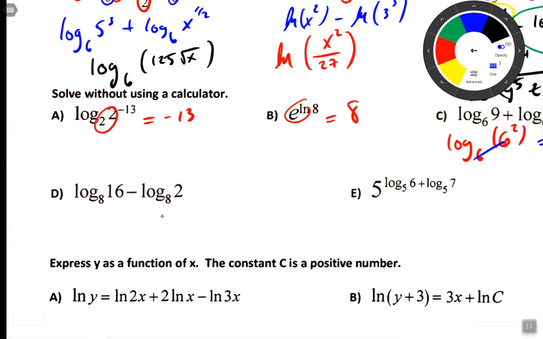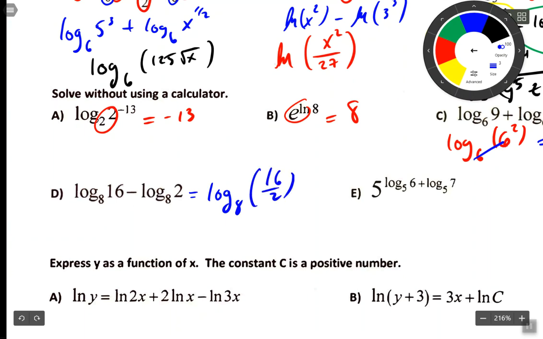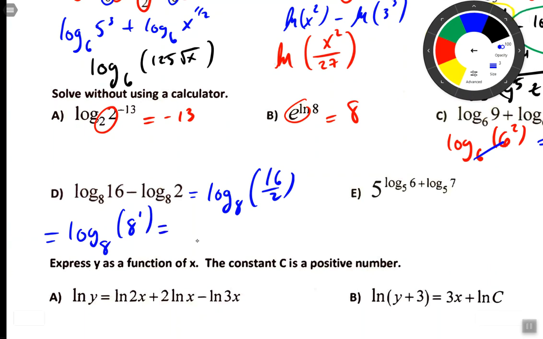This is easy. When it's subtracted, what do you do? Divide. So you got log base 8 of 16 over 2. What's 16 over 2? 8. So it's log base 8 of 8. What's the power of 8? 1. So what's the answer? 0. Why did you say 0? Because it cancels out. No. What's left over? 0 times 1 is 0.